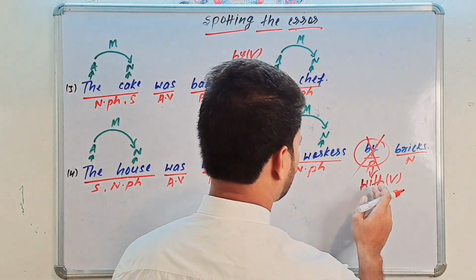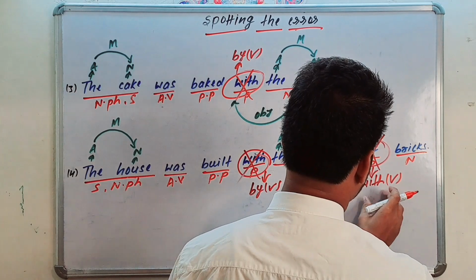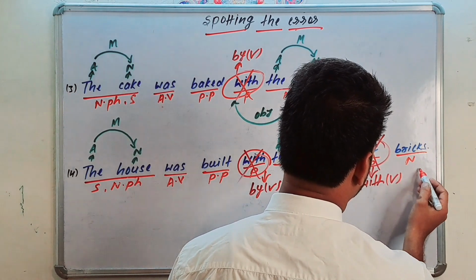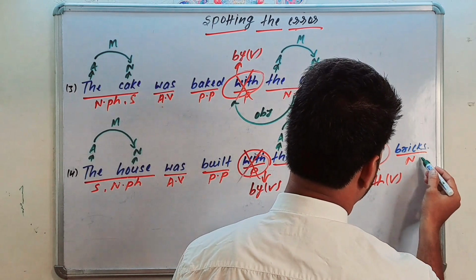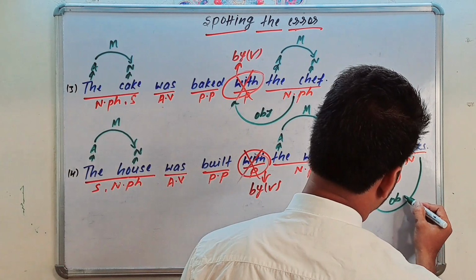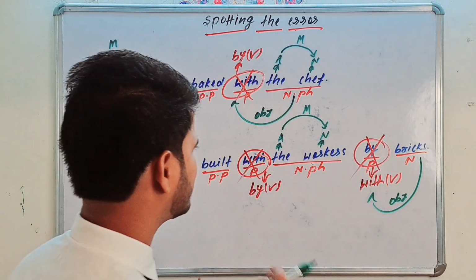So here, with is a preposition, and the preposition is followed by a noun, so this is an object of preposition. Okay, bricks is an object of preposition.